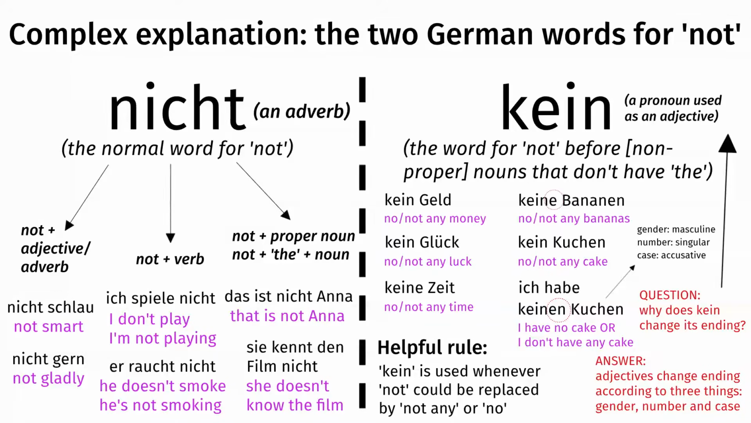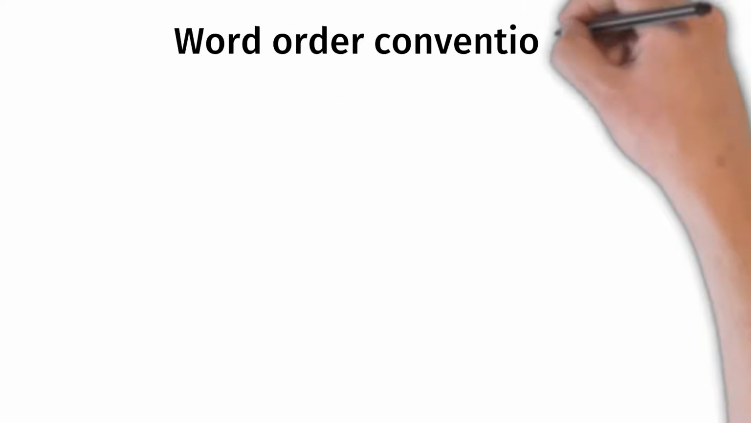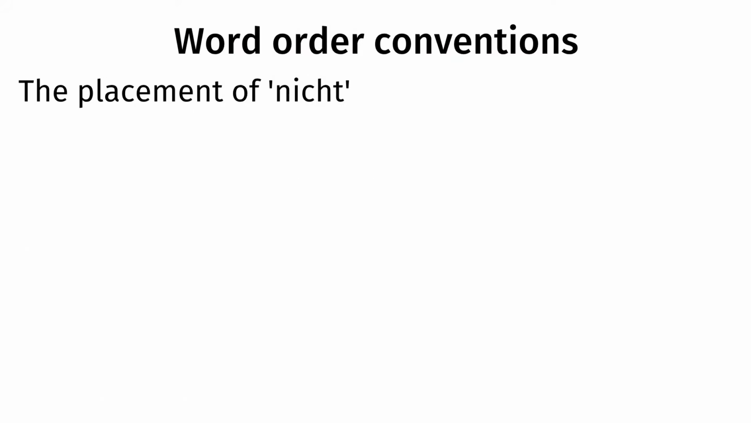And that gives it this -en ending, which is your classic accusative masculine ending. Let's look at some word order conventions. Where do these words go in a sentence? Firstly, the placement of nicht.